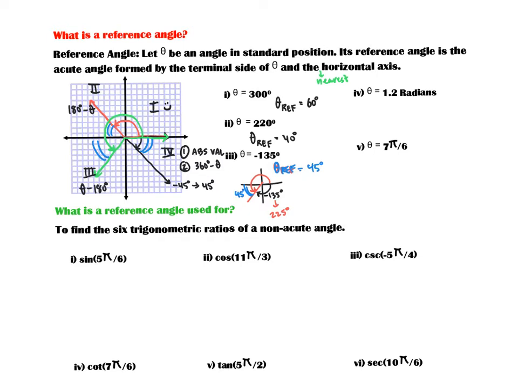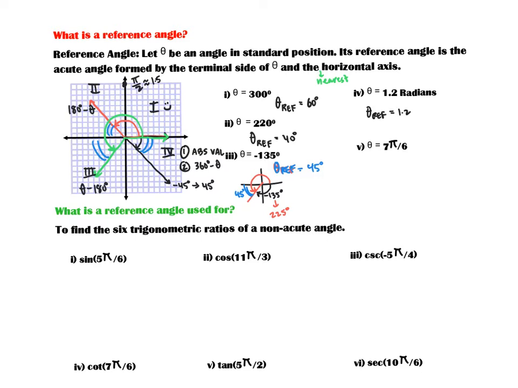Okay, let's look at number 4. Theta equals 1.2 radians. That actually falls in quadrant 1. The reason I know that is because the quadrantal here is pi over 2 radians, which is approximately equal to 1.5 radians. It's a little more than that, but that'll at least give you an idea. Therefore, our reference angle, theta ref, is 1.2 radians.